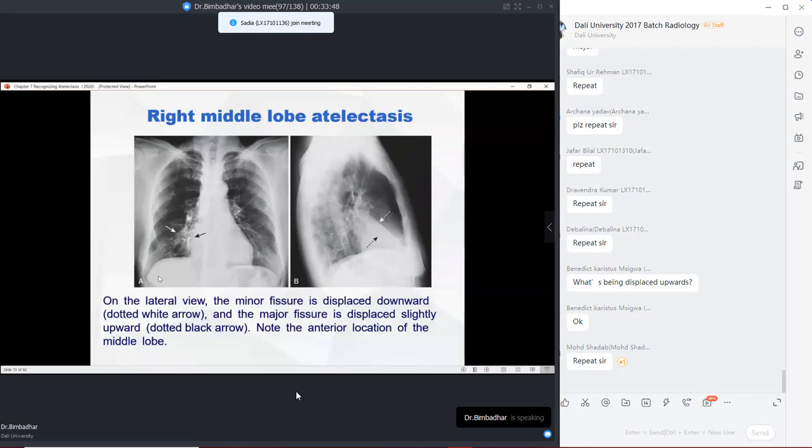This is what I know of atelectasis. And how can I actually distinguish between these? I will recognize it by applying the Silhouette sign. What is the Silhouette sign?